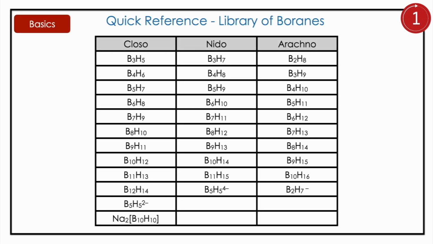Here the library of boranes is given. It is for your quick reference. Mostly three types are well known. Even though there are many, three are well known and common. Those are Closo, Nido and Arachno. We will see them in detail later. This is for your reference and problem solving.